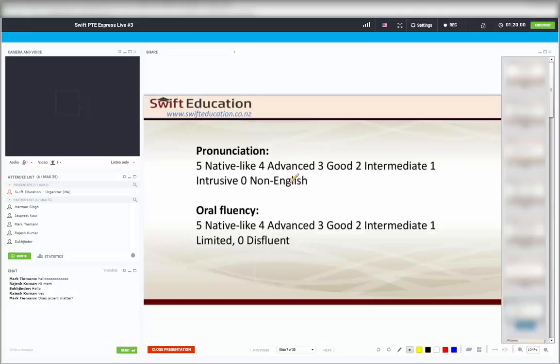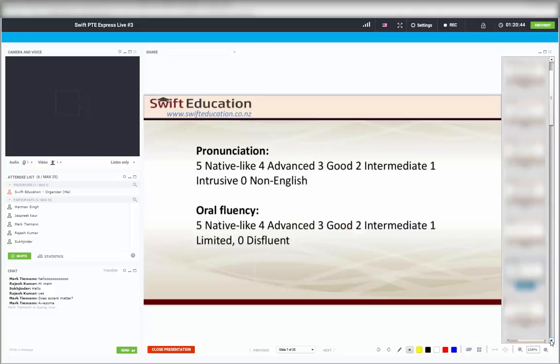The accent, Mark, yes, a good question. Your accent does not matter, so you do not have to use any accent. The basic thing I would say is just keep yourself absolutely natural and normal. You are not getting judged on your accent. You're getting judged on your pronunciation and your oral fluency, so you don't have to put on an accent at all. Don't try to copy somebody's accent either. Just maintain your natural flow. Cool. Oral fluency, yes, 5 being native, then 0 being disfluent or non-native. So 4 is advanced, 3 is good, then intermediate, and limited.